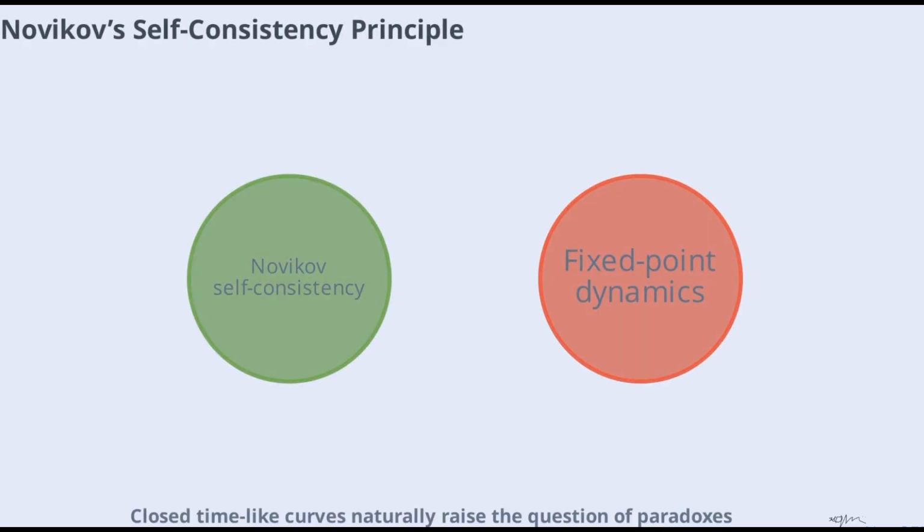Closed time-like curves naturally raise the question of paradoxes. What happens if you change the past? Novikov's self-consistency principle provides an answer. It states that events along a CTC must be globally consistent. Paradoxical outcomes have zero probability. Recent work by Tobar and Costa formalizes this using quantum information theory. They show that if the dynamics along the CTC admit a fixed point, the system can evolve in a way that is always consistent, no matter how complex the loop becomes. This means that, mathematically, paradoxes can be avoided.